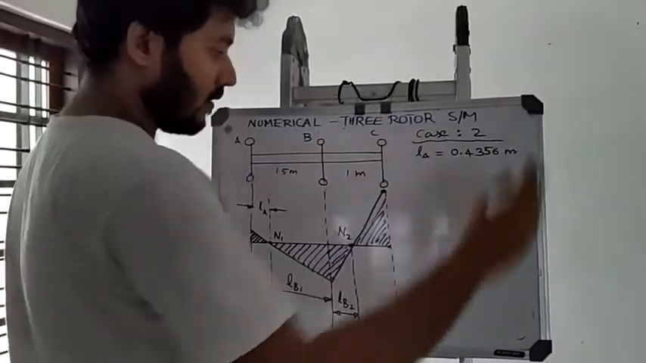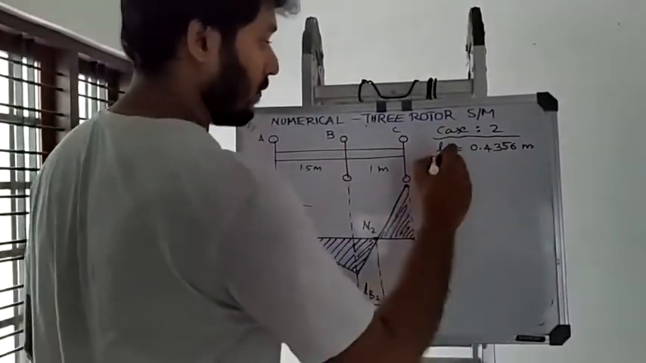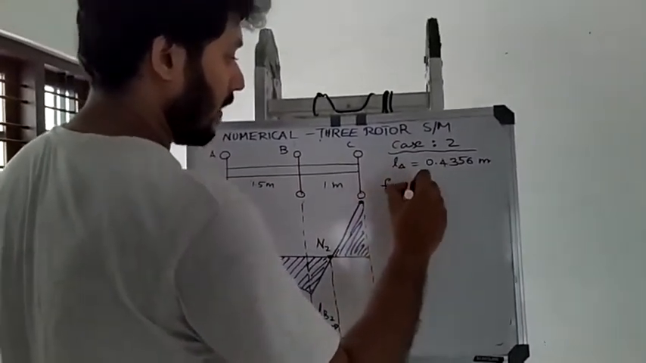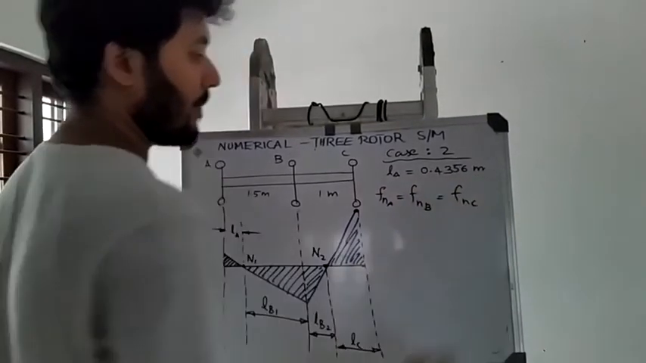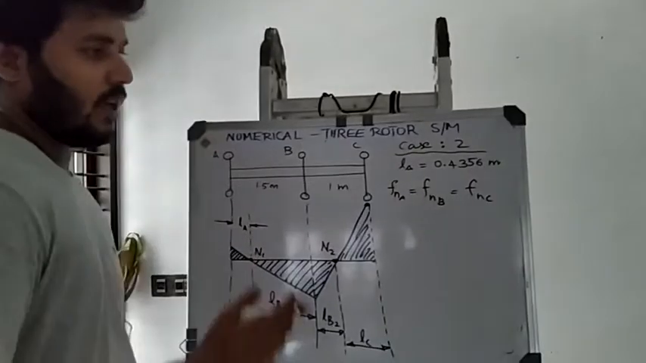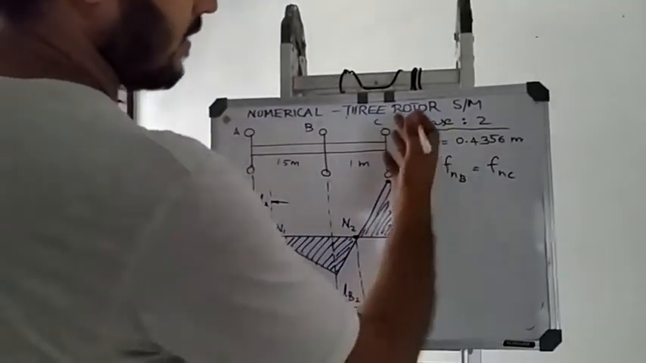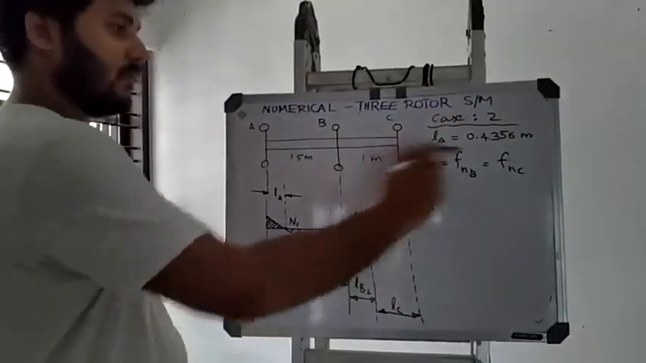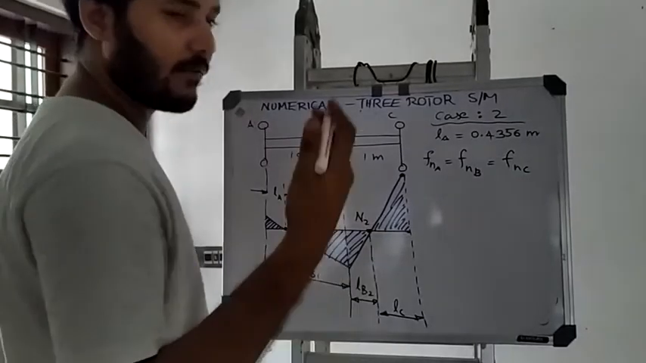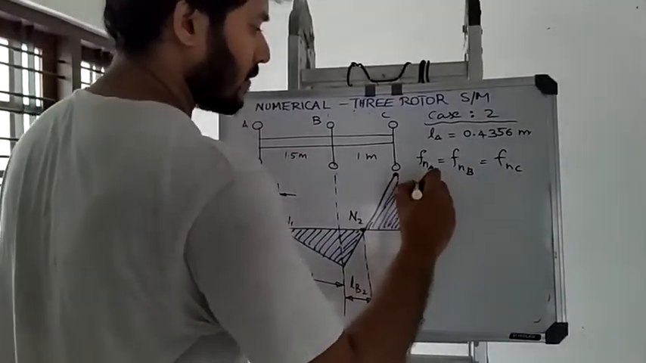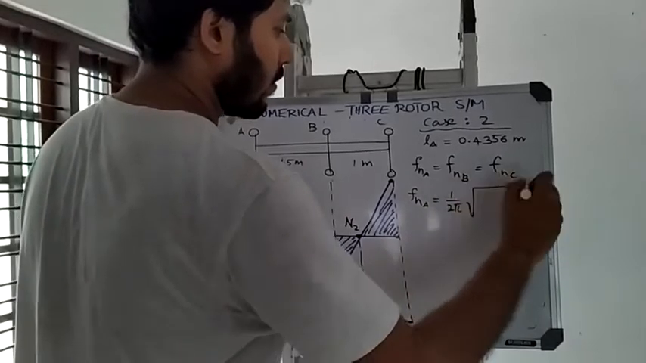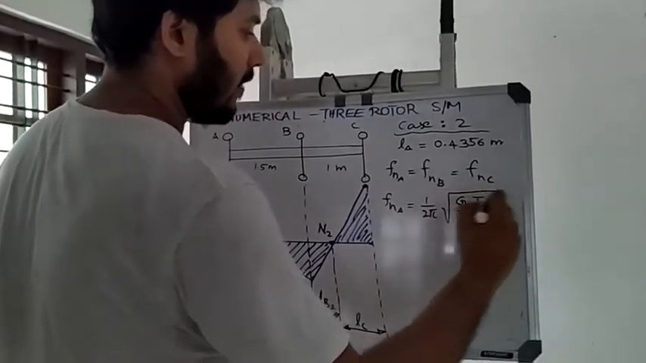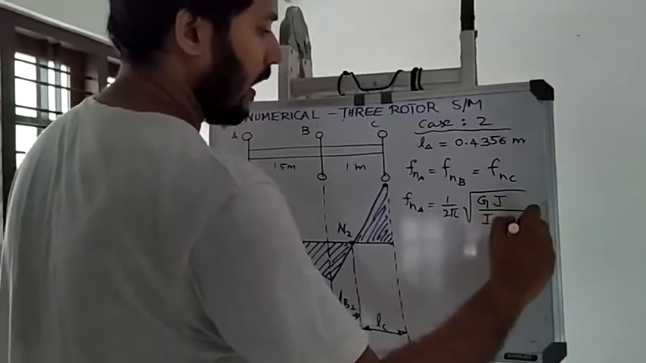Now, for finding out the natural frequency in this case also, we can equate Fna equal to Fnb equal to Fnc. We can take any one equation of the three terms and find out the natural frequency. Let us go for Fna. Fna is equal to 1 by 2 pi square root of GJ divided by Ia La.